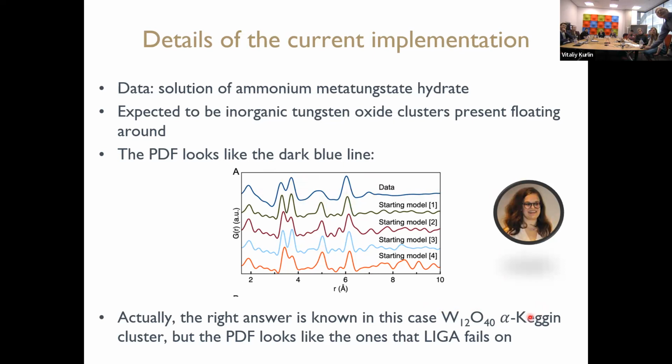And actually, in this case, she knows what the actual structure is, because I think there was a crystallographic solution, and it's this alpha Keggin cluster, which is W12O40. So we were using Liga, where we were just trying to start from this place and build up. But she had the idea of, instead of having a cluster build-up, why don't we have a cluster deconstruction?